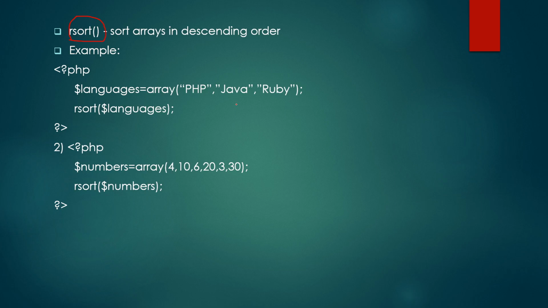So in this case, first Ruby will be printed. R comes after P and J in alphabetical order. Then PHP will be printed, and then Java. I'm just applying rsort to this array. And in case of numbers, first 30 will be printed as it is the largest, then 20, then 10, then 6, 4, and 3. So basically, it is just sorting them in descending order.